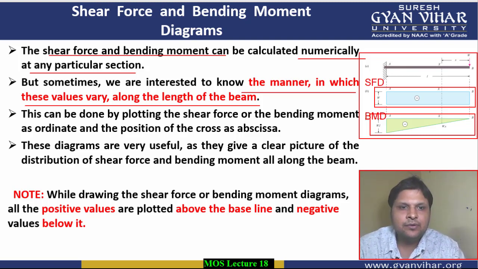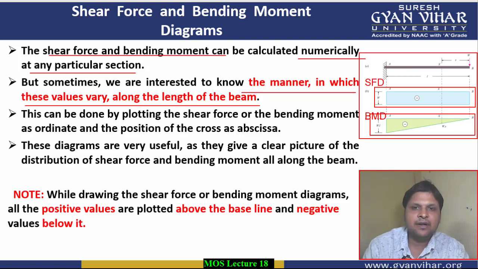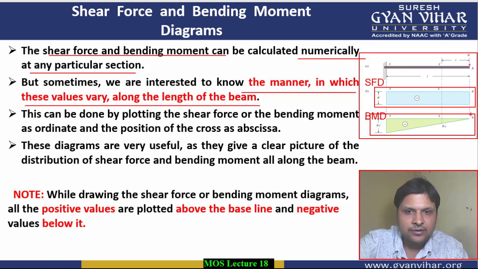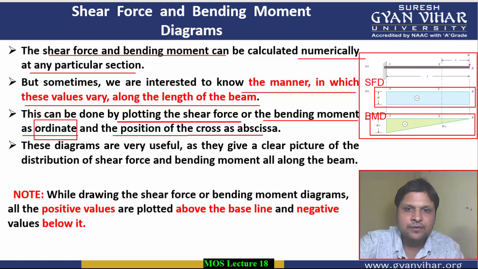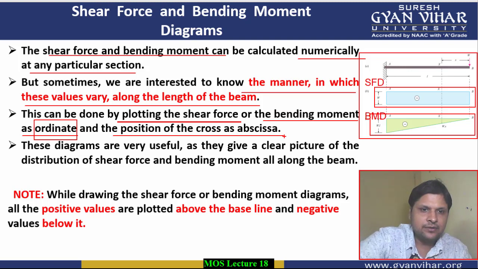Similarly, through the bending moment diagram, you can also get the manner in which the bending moment is changes across the length of the beam. Now, how is this done? How is the shear force diagram drawn? This is done by plotting the shear force in the case of a shear force diagram, or the bending moment in the case of a bending moment diagram, as ordinate, meaning on the y-axis, and the position of the cross section as abscissa, meaning on the x-axis.